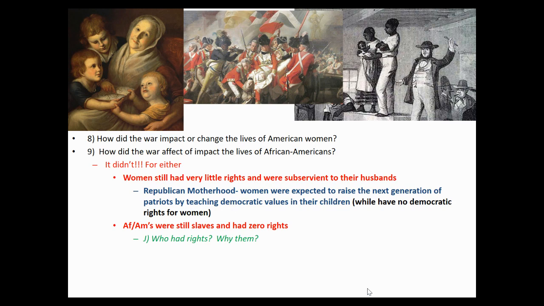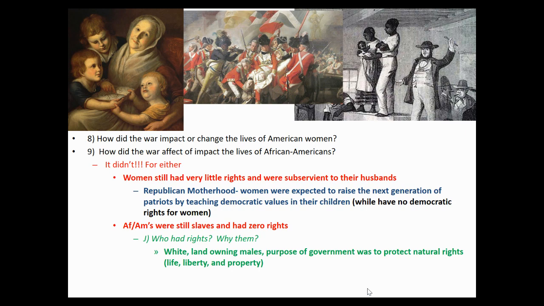They had zero rights. I mean, some African Americans fought in the war for the Patriots, but more fought for the Brits, as you can see in the image in the middle there, because the British were saying, well, we could end slavery, but basically they don't have any rights. So here's the thing then, who was the Revolutionary War for? Who had rights and why them? So think about that. What group of people had rights? Be specific.